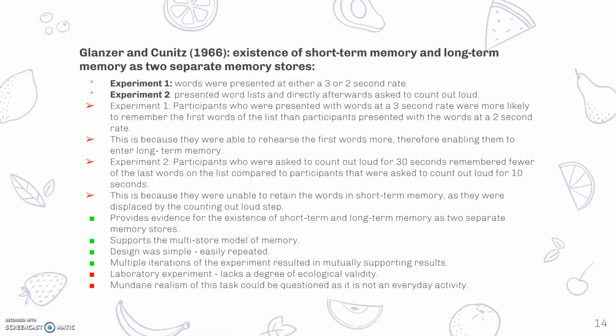So this supports the multi-store model of memory. It has a simple design that's easily replicable. If you want to make it an IA, for instance, it had multiple iterations of the experiment that mutually supported the results. However, this was a laboratory experiment, so it lacks a degree of ecological validity, as discussed prior, and the mundane realism of this task could be questioned as it's not an everyday activity. This is not really how we use memory. Maybe it's more realistic to talk about memorizing stuff for a test, like the IB psychology exams.